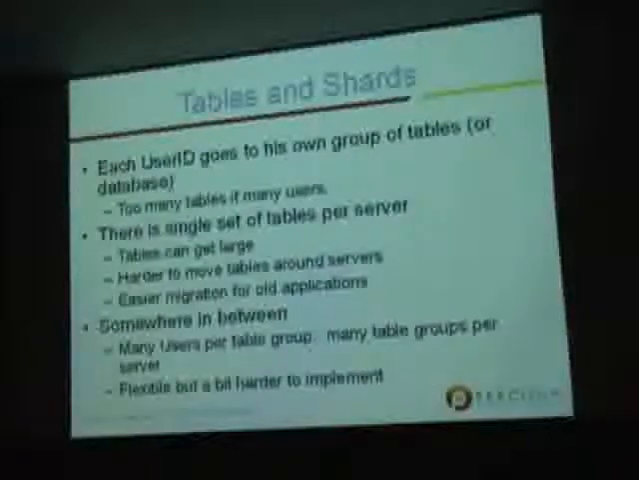Another good question is tables and charts. So how do we usually do relationship here? One approach is to say, okay, each user ID, as an example, gets its own set of tables.